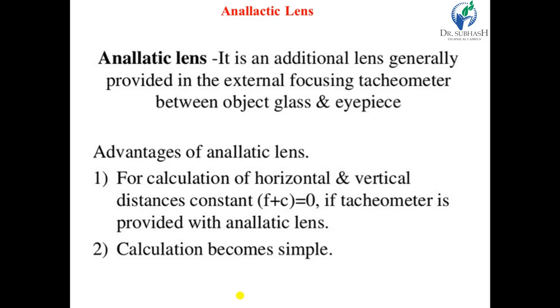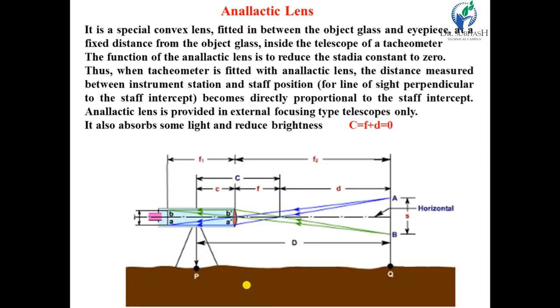Now, the analytic lens. The analytic lens is an additional lens generally provided in the external focusing tachometer between the object glass and eyepiece. Advantages of the analytic lens: as far as calculation of horizontal and vertical distance is concerned, if the tachometer is provided with an analytic lens, the calculation becomes simple.